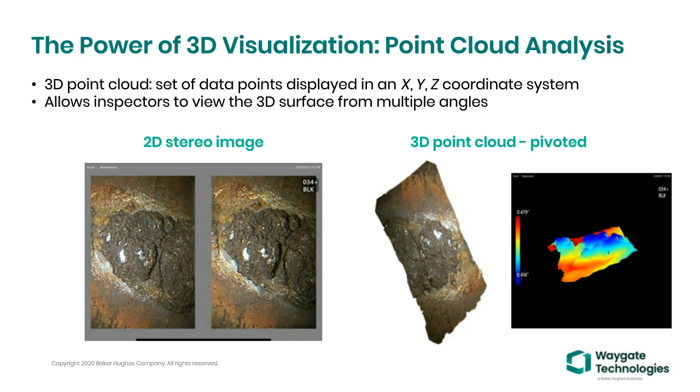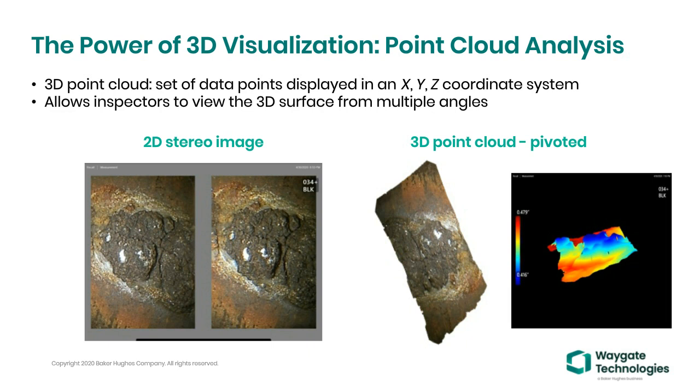Whereas on the right-hand side, that point cloud gives you the ability to turn on a depth map. That's what you're seeing on the right, so you can see the variation in surface contours depicted in a colored depth map. And you can also pivot it, and that's what you're seeing on that pivoted weld just to the left of the depth map.